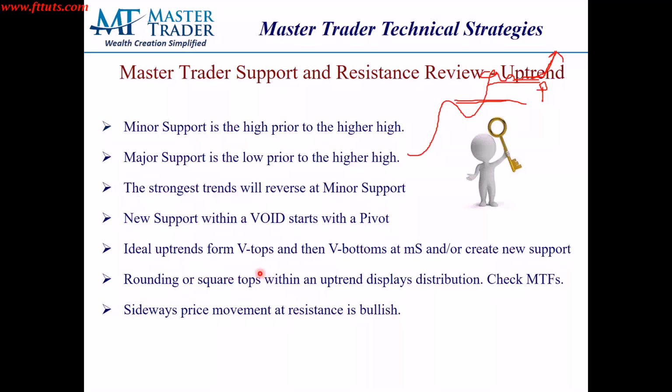Ideal uptrends form V tops and V bottoms, right, at minor support, or they create new support. Rounding or square tops within an uptrend display distribution. Check multiple time frames. MTF, check multiple time frames. Prices moving sideways at resistance is bullish. And prices going sideways at support after a downtrend, if it cannot go up, it's bearish, and you look for lower prices. That's the end of support and resistance.